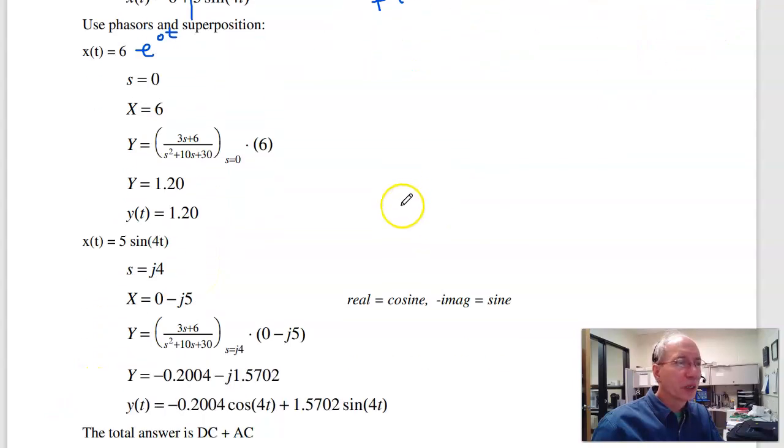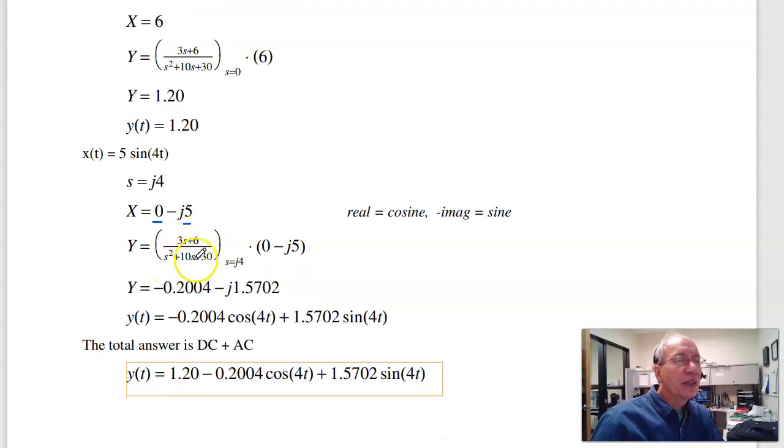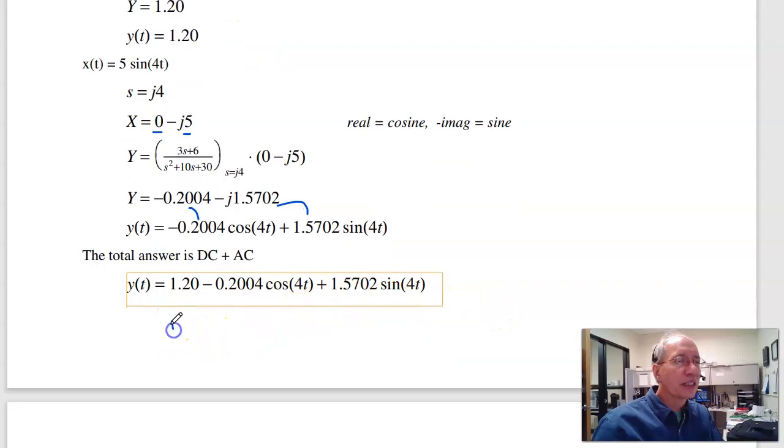Now the second part. When x is 5 sine 4t, s is j4. The input is 0 minus j5. In phasors, the real part is cosine, minus j is sine, so this represents 5 sine of 4t. This is the gain everywhere. All I care about is what's the gain at s equals j4, times the input at that frequency. Multiply it all out, I get a complex number, and what that means is the real part's cosine, minus j is sine. The total answer is then the sum of the two, your DC term plus your AC term. So there's y of t.